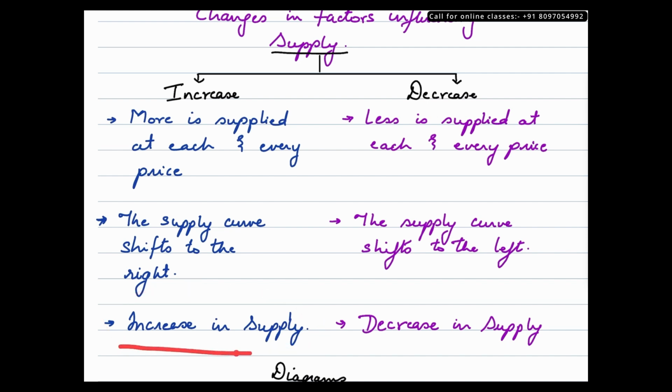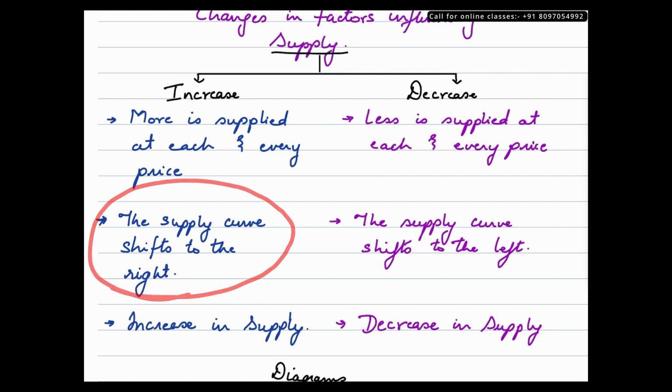Why am I stressing on this? Because a lot of students make a lot of errors here, and it's really important to understand the difference between increase in quantity supplied and increase in supply. So the moment you prefix a quantity here, this statement becomes wrong.